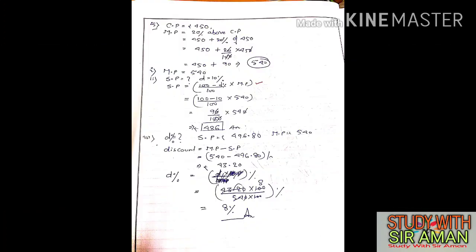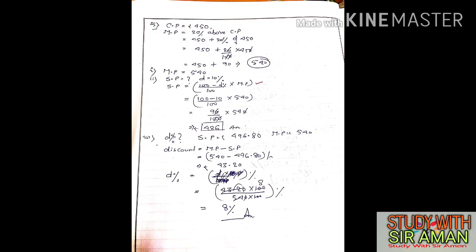See, question is clear. Cost price is 450, marked price is 20% above. General condition, 20% above means 20% more. 450 plus 20% of 450 means 450 plus 90, 540. So number one we need the marked price. Marked price is okay. Then we need the selling price if the discount is 10%. Marked price is here, discount percentage is given. We will put the selling price formula. Answer will come.